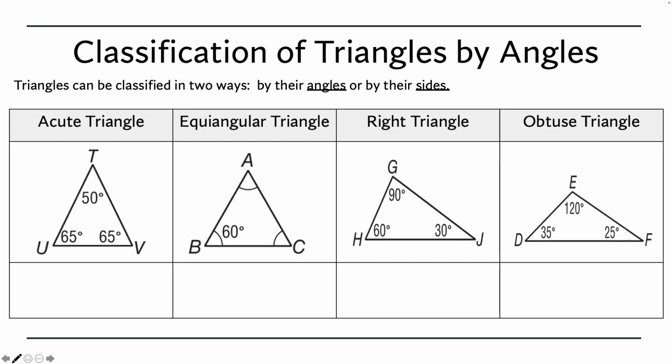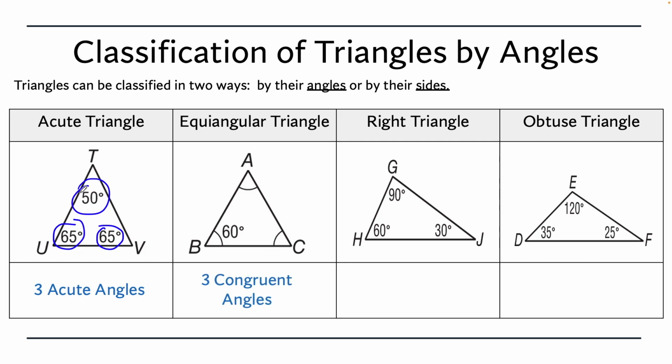If we classify triangles by their angles, we have four choices: an acute triangle, an equiangular triangle, a right triangle, and an obtuse triangle. An acute triangle has three acute angles. So if you see all these here, all these angles are less than 90 degrees, and it has to be all three of them. The equiangular triangle has three congruent angles. They're all 60 degrees. The right triangle has one right angle, there it is, 90 degrees, and an obtuse triangle has one obtuse angle, one angle that's greater than 90 degrees.